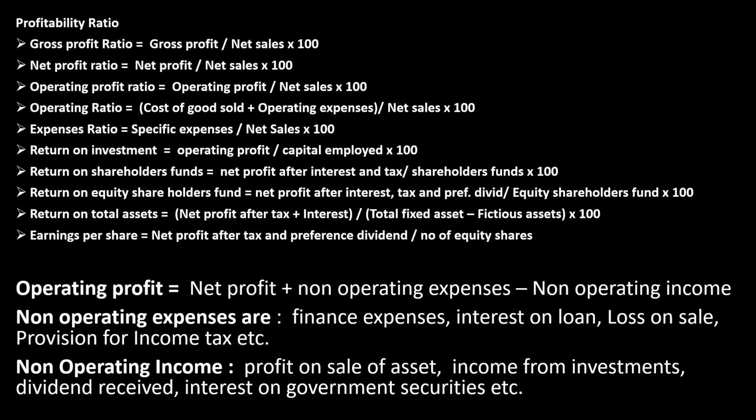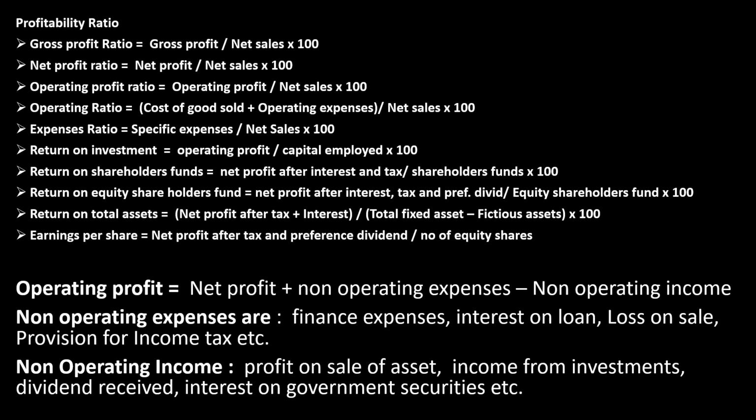For gross profit, you know how to do the gross profit. Sales minus cost of goods sold is gross profit. The net sales is nothing but sales minus sales return. So that will be your net sales. Next, net profit ratio. Net profit ratio is nothing but net profit divided by net sales again into 100.